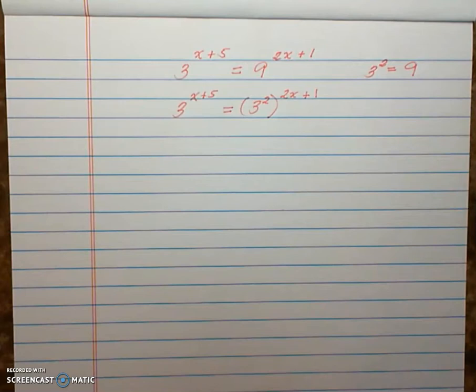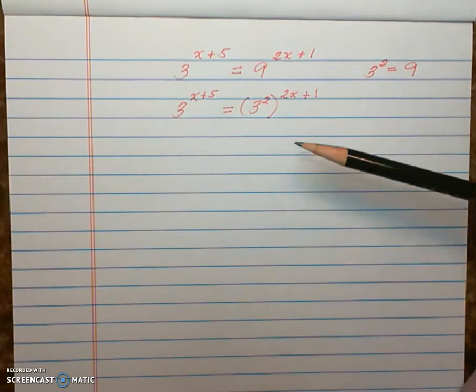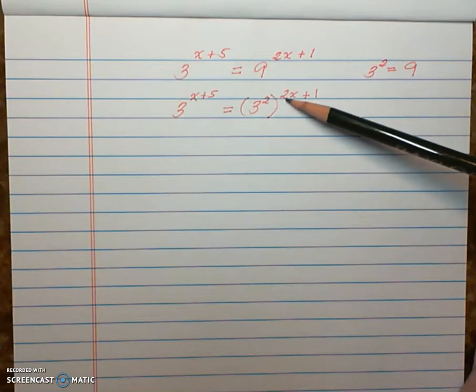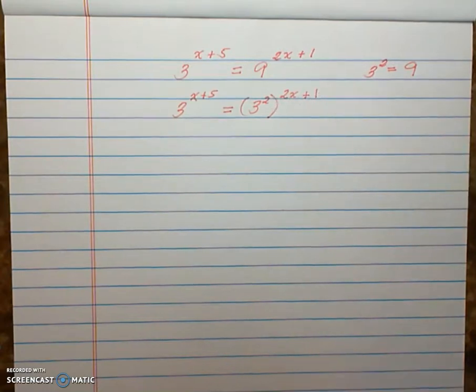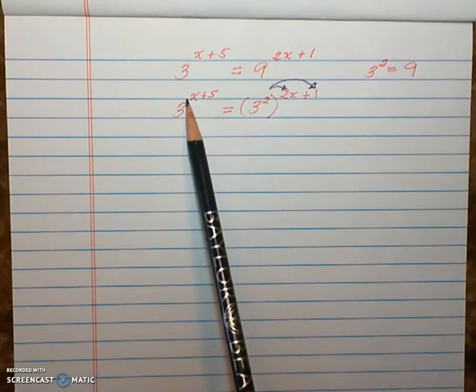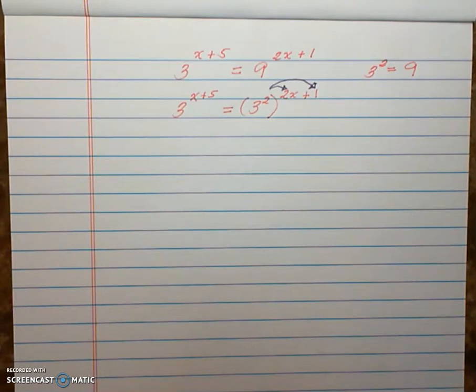Now, like what we did in our previous example, you're going to go ahead and distribute the exponent of 2 inside with the 2x and the positive 1. So once again, because the bases are already the same, you can now just separate their exponents and equate them to each other and solve for x.